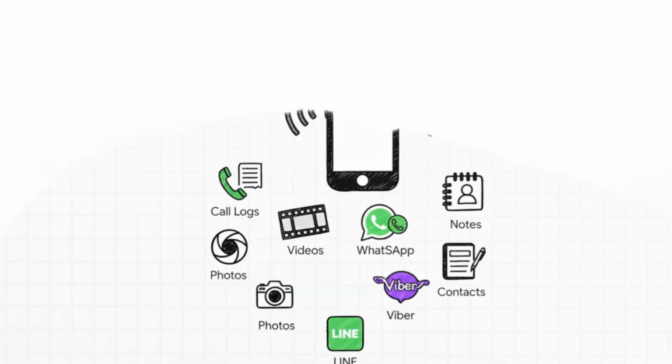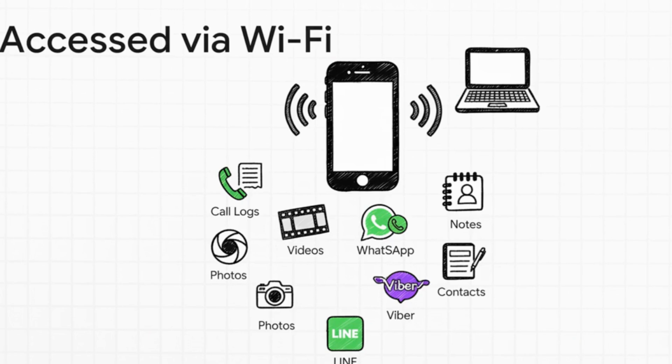And this is where you see the real power of the Wi-Fi method. You're getting way more than just the basic stuff. We're talking detailed call logs, videos, and this is the big one, messages from third-party apps like WhatsApp, Line, and Viber. This is a huge step up in detail, especially if you're worried about social media chats.